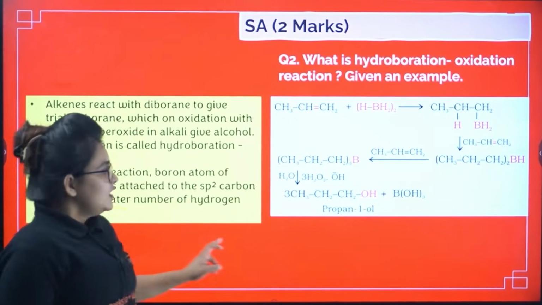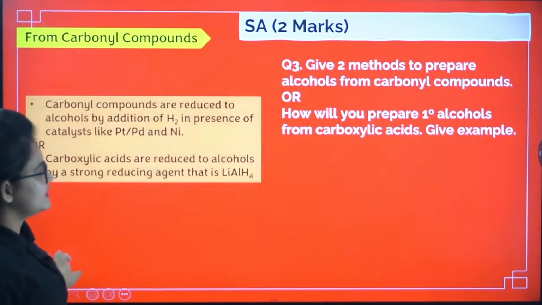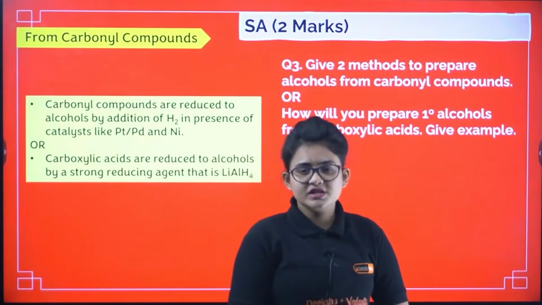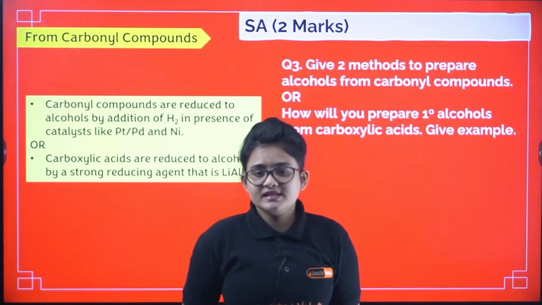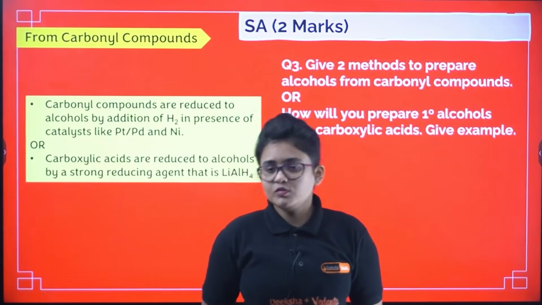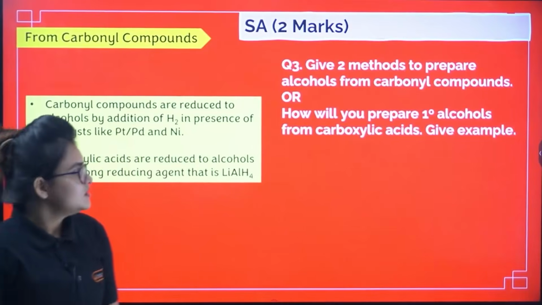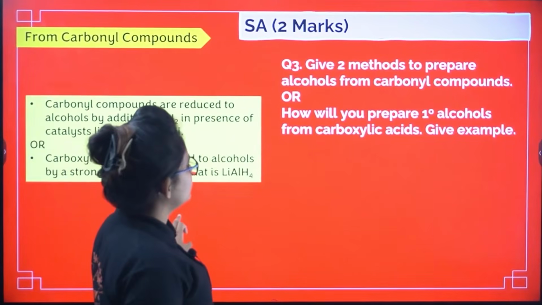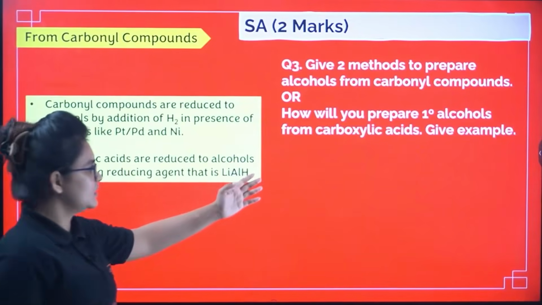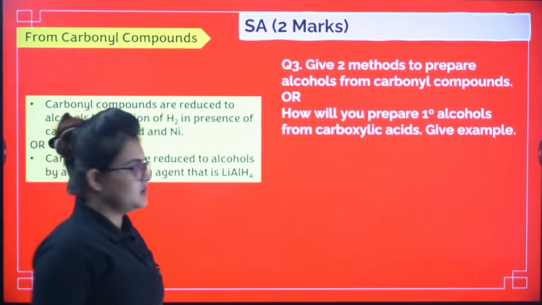That's it. Let's proceed. Give 2 methods to prepare alcohol from a carbonyl compound. You can do hydrogenation in the presence of a catalyst like platinum, palladium or nickel, or you can reduce the carbonyl group with lithium aluminum hydride to give you the alcohol. How will you prepare 1 degree alcohol from carboxylic acid? Same thing, you can treat it with lithium aluminum hydride to give you the alcohol.